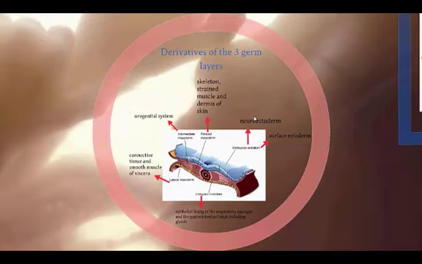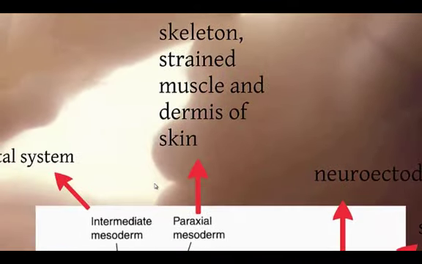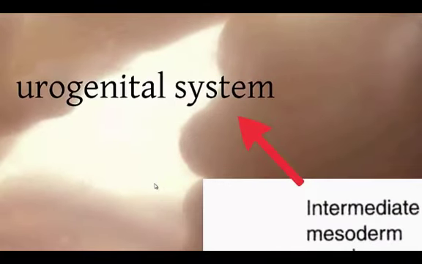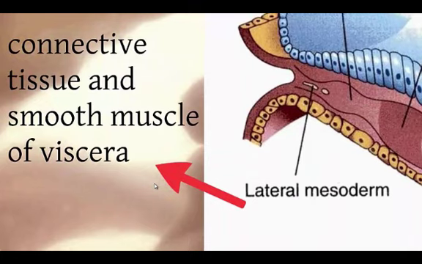Now to the derivatives of the 3 germ layers. Each of the 3 germ layers will give rise to specific tissues and organs. Now let's take some examples of these tissues. The embryonic ectoderm gives rise to the surface ectoderm, which is the skin, and the neuroectoderm, which will give rise to the central and the peripheral nervous system. The mesoderm. The paraxial mesoderm will give rise to the skeleton, striated muscle, and dermis of the skin. The intermediate mesoderm will give rise to the urogenital system. The lateral mesoderm will give rise to the connective tissue and the smooth muscle of the viscera.